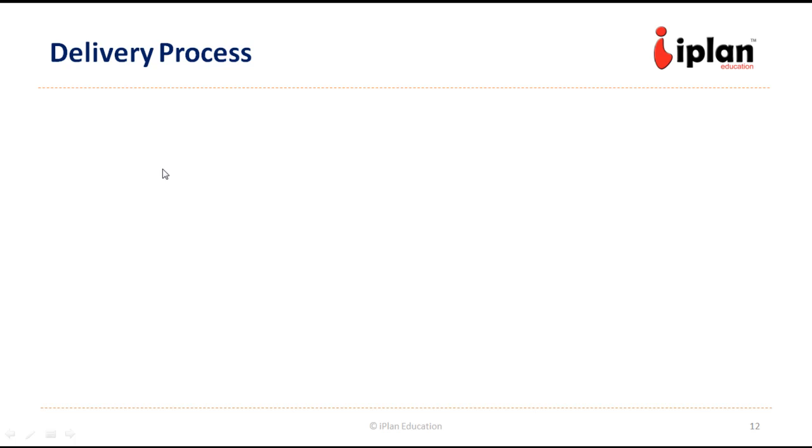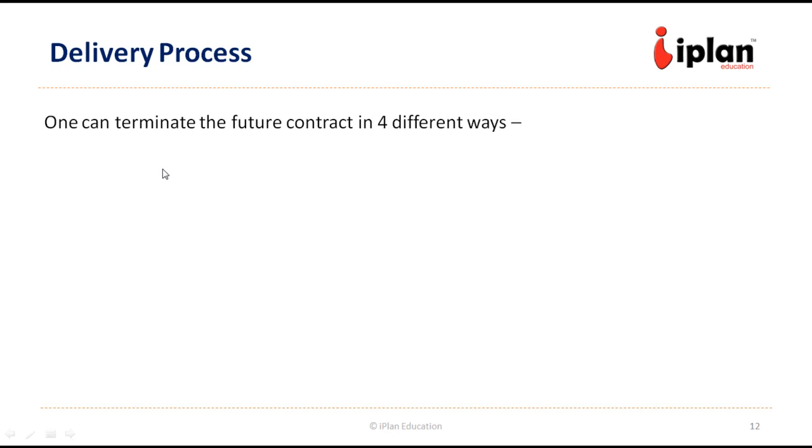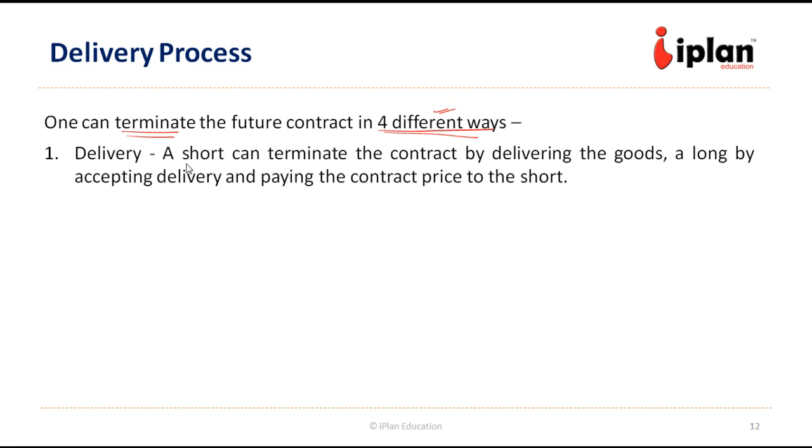Let us move to the next concept, which is the delivery process. The future contract can be terminated in 4 different ways. One simple way is just taking the delivery of the asset. The short can terminate the contract by delivering the goods to the long, and the long can accept the delivery and pay for the product to the short, and this contract price is already mentioned in the document. So this is the simple process of delivery through which we can terminate a future contract.